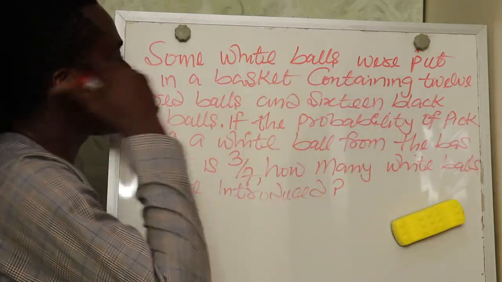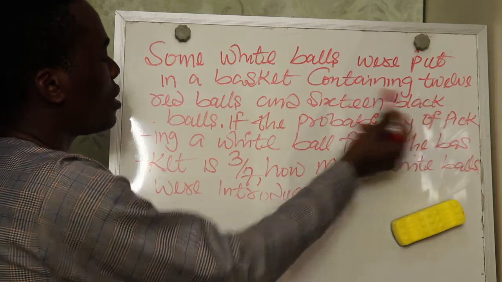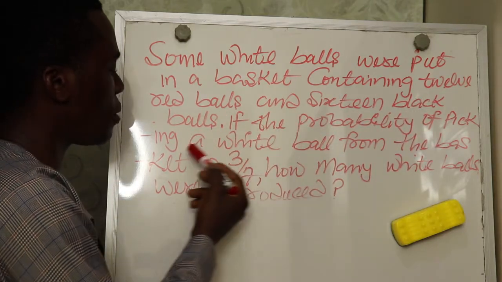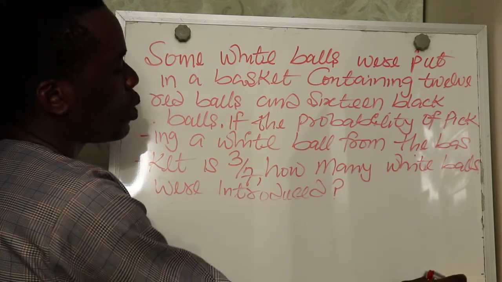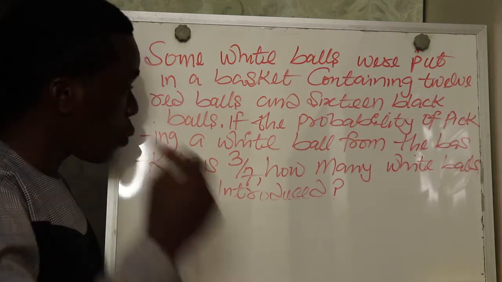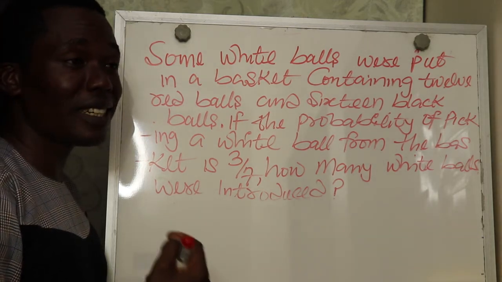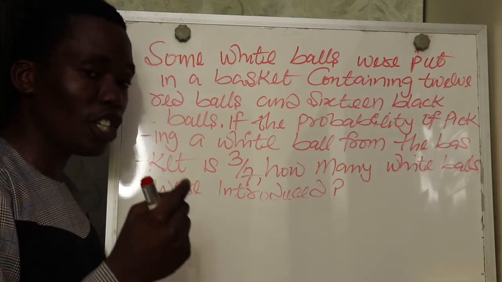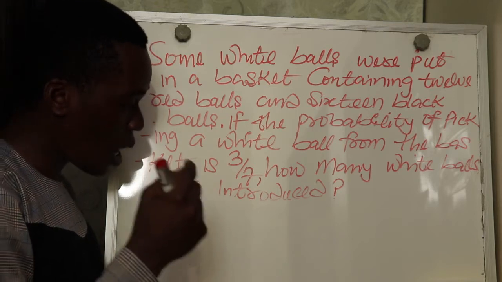The white balls were put into a basket containing 12 red balls and 16 black balls. If the probability of picking a white ball from the basket is 3/7, how many white balls were introduced in the basket? Now, we remember that when solving probability, the general approved formula is that probability is the total probable outcome all over the total outcome.